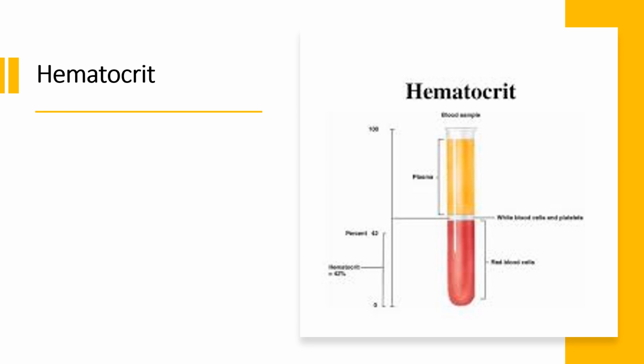Hematocrit is another way to assess the number of red blood cells in the bloodstream. It is defined as the percentage of the blood volume that is composed of red blood cells. So if you draw someone's blood in a vial and you spin it down, then all the red blood cells fall to the bottom and the plasma rises to the top. And the percentage of the red blood cells that comprises the total blood volume is your hematocrit.